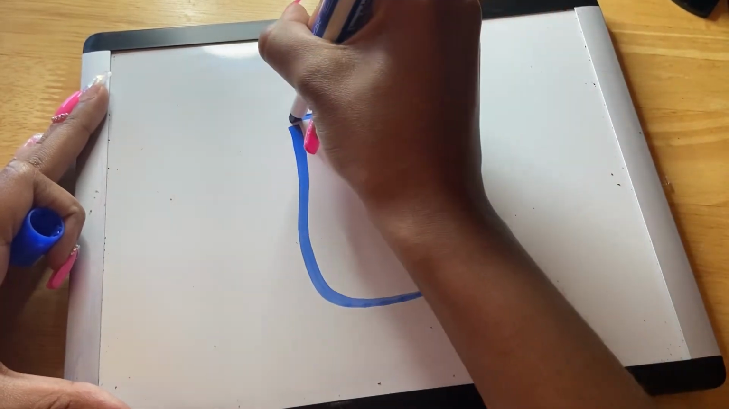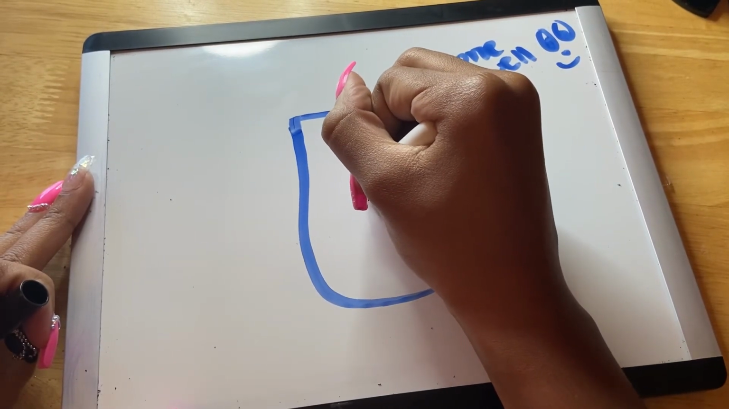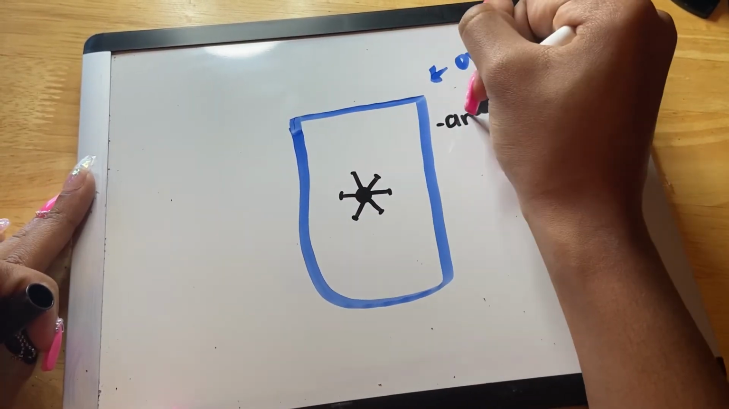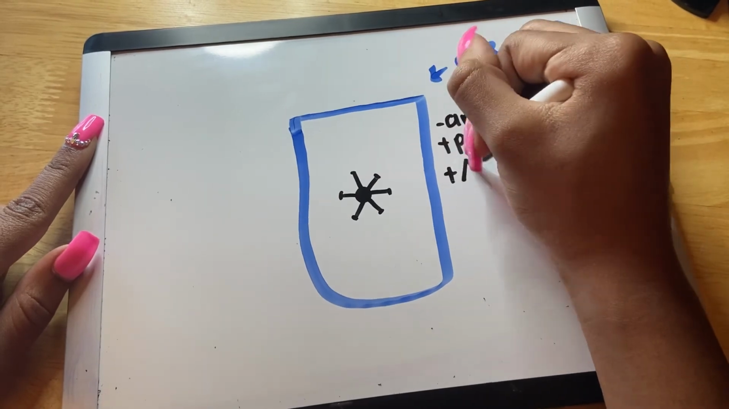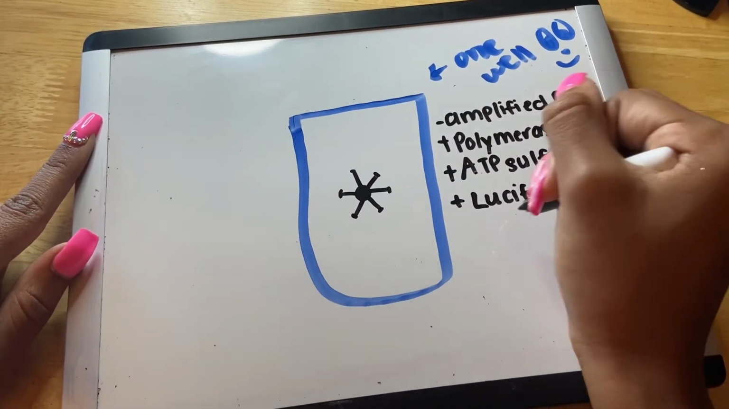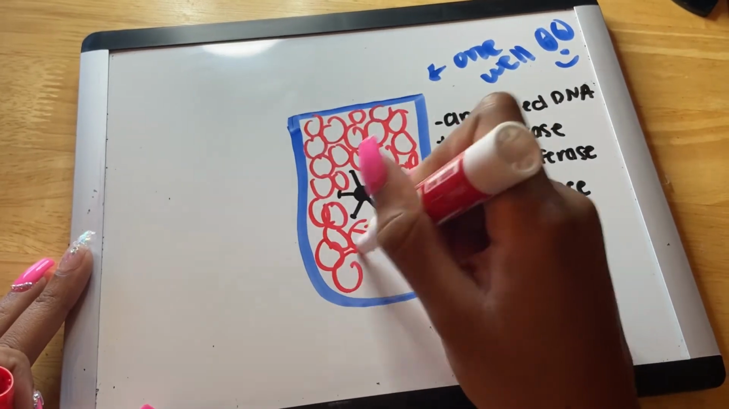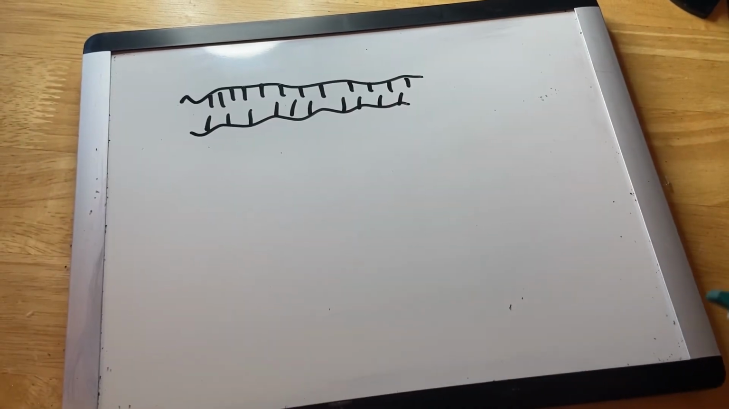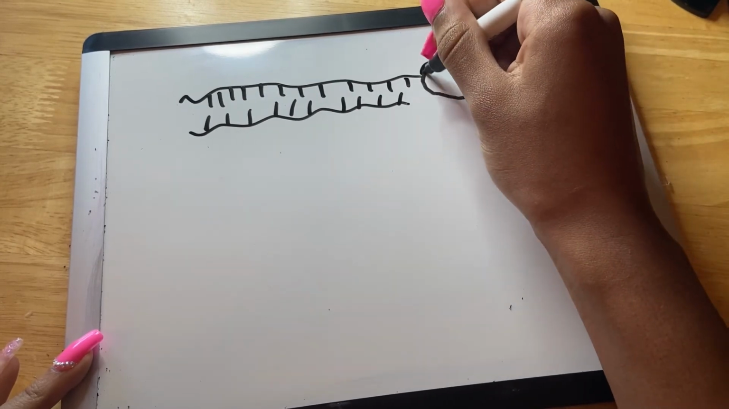So after emulsion PCR, the amplified DNA attached to the bead is then added into one well. And those wells are on a plate called a picotiter plate. So after adding your amplified DNA, you would then add polymerase, ATP sulfurylase, luciferase, and apyrase. And this is all added for the purpose of detection when it goes into the machine. So we can see here that we do have our strand, and this is just going to be a demonstration of what happens inside the machine with all those additives that we just added.